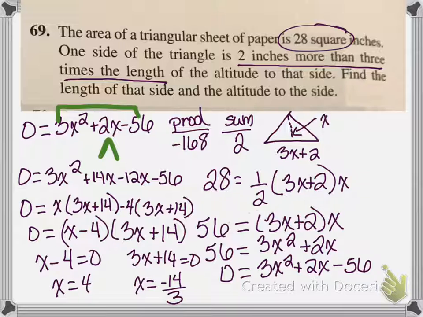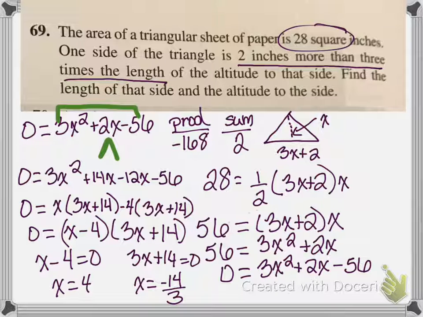Okay. Let's talk a little bit about this. You had a trinomial that you had to factor where your a value is not 1. That means there was a coefficient in front of the x squared. When there is a coefficient in front of the x squared, you have to multiply the a value, which is 3, times the c value, which is negative 56. That's how we got our product of negative 168.